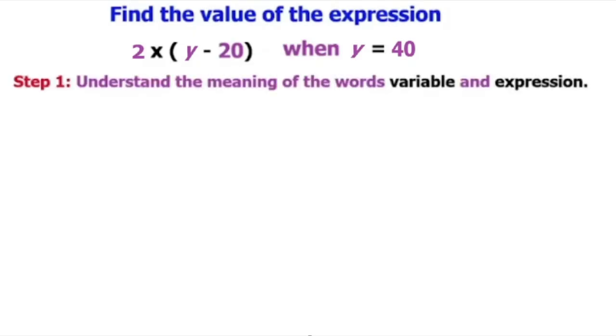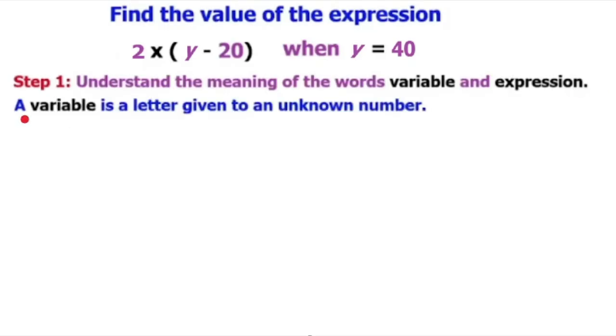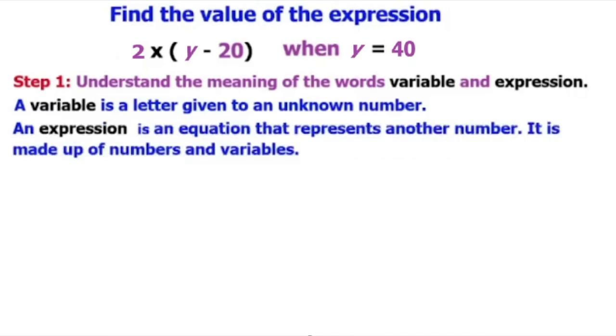So first let's understand the meaning of the words variable and expression. A variable is a letter given to an unknown number. And in this case, the unknown number is y. This is the variable. An expression is an equation that represents another number. It is made up of numbers and variables. This is the expression. It's made up of numbers and variables, and it equals another number when you figure out how to calculate this expression.